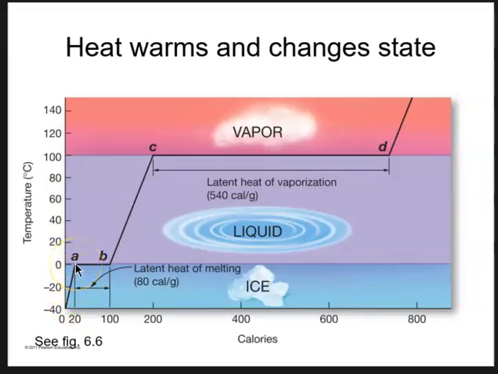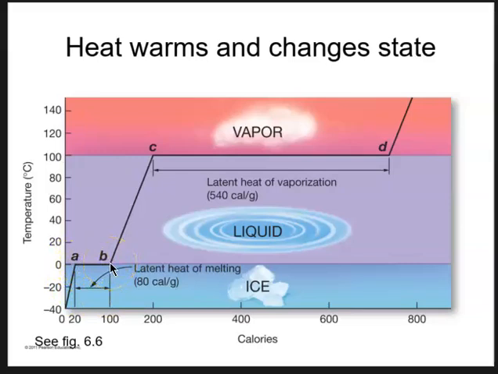We've added 20 calories to raise the temperature of the ice from negative 40 degrees Celsius to 0 degrees Celsius. Now, if we add an additional 80 calories to this 1 gram of ice, we get from the point labeled A to the point labeled B. Notice that at A and at B, the temperature is the same. The temperature remains at 0 degrees Celsius, but we added 80 calories of energy. So why did our temperature not change?